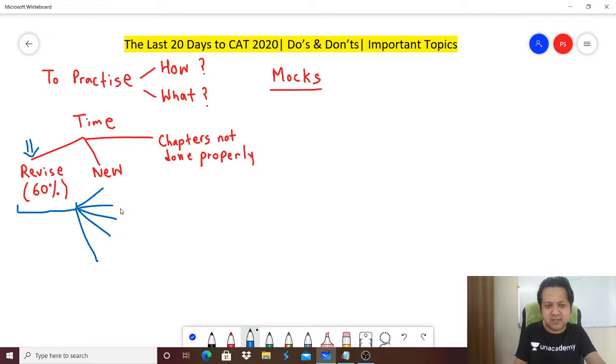5 equal blocks. First, arithmetic. Next, algebra. Third, geometry. Fourth, numbers. And fifth is modern maths, where you talk about PNC and probability. Divide each of these into slots of 40 minutes each.